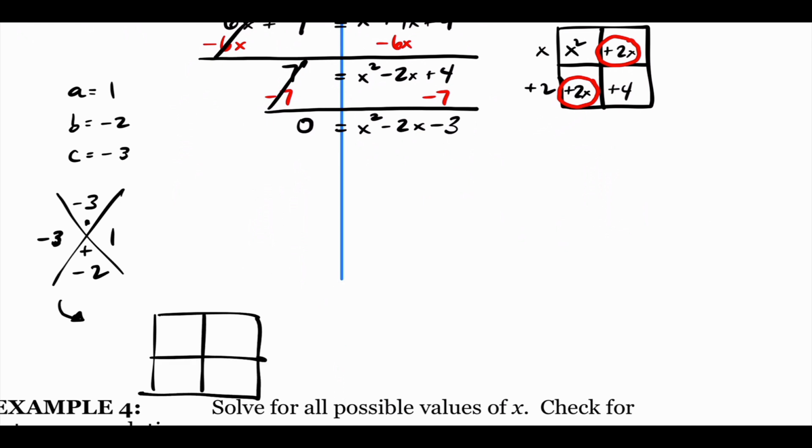We're going to use the box again, but we're going to use it differently this time. So remember, x squared goes in the first section of the box. Negative 3 goes in the last section of the box. And then the two numbers I came up with go in the other two: negative 3x and positive 1x.